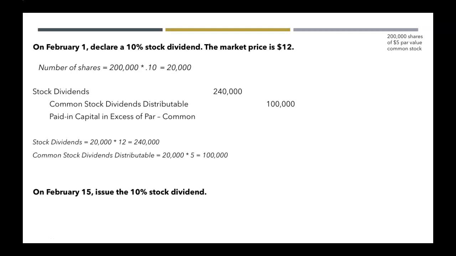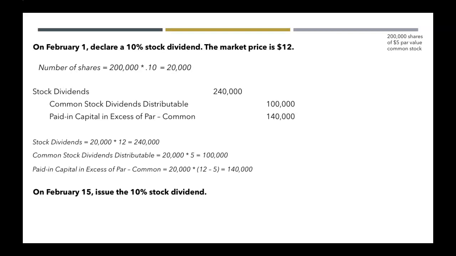But where does that come from? Well, it comes from taking your 20,000 shares times the difference between your market price and your par value, because this is all about how far above par the market price was. So if we do 20,000 times 7, which we get by doing 12 minus 5, we get $140,000. So that's for the declaration of a stock dividend.